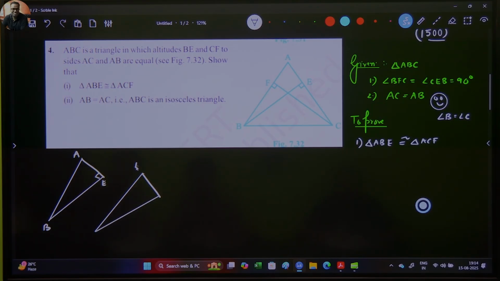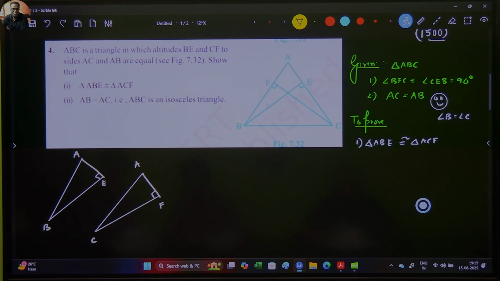ABE, ACF, and just check, both will be at 90 degree. Further, what is given to you? AC equal to AB. So AC is equal to AB. And AC equal to AB means what? Means angle B is equal to angle C.